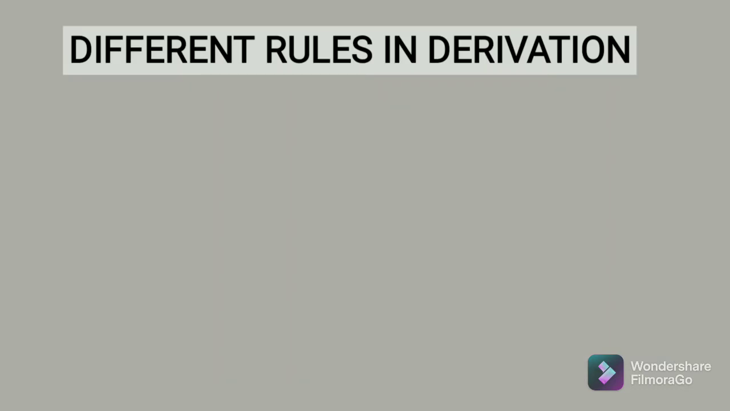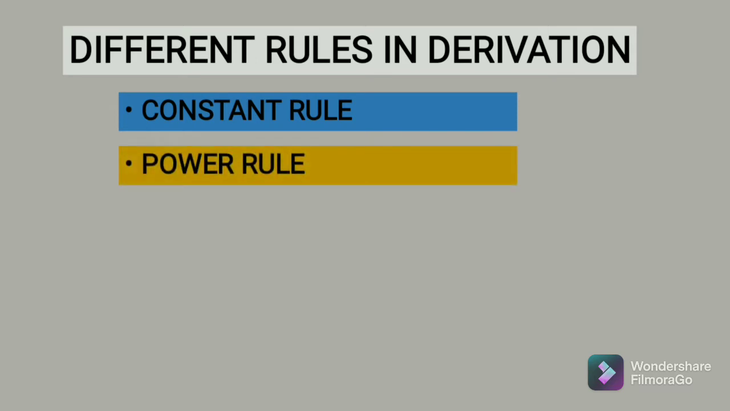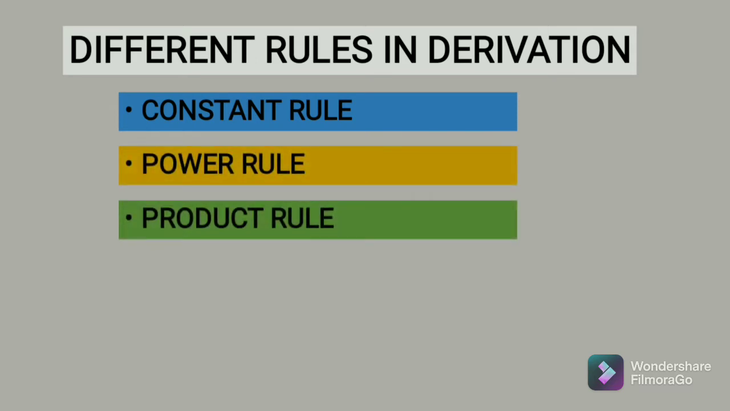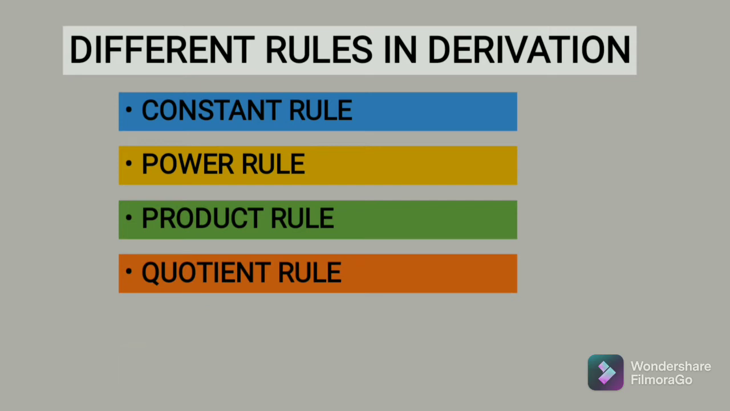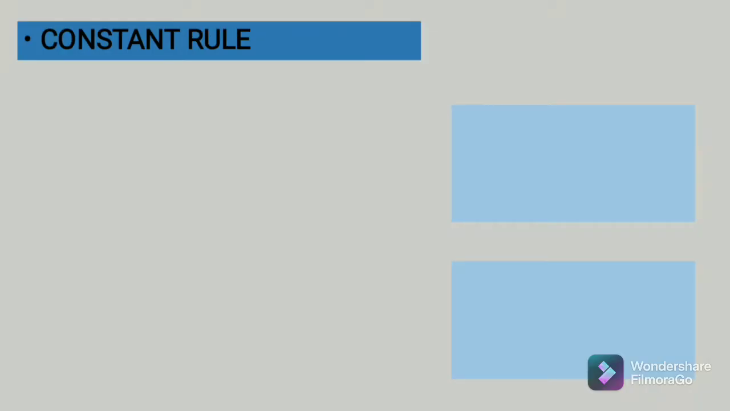Different rules of derivation. There are 5 different rules that we will use in this video: constant rule, power rule, product rule, quotient rule, and chain rule. Constant rule.